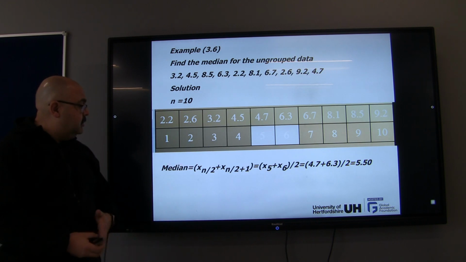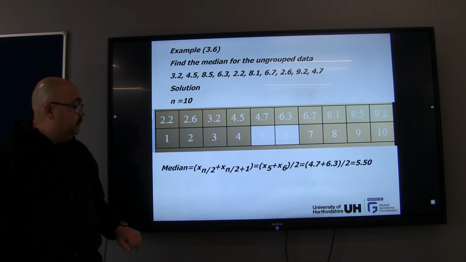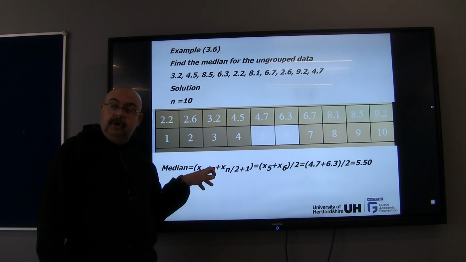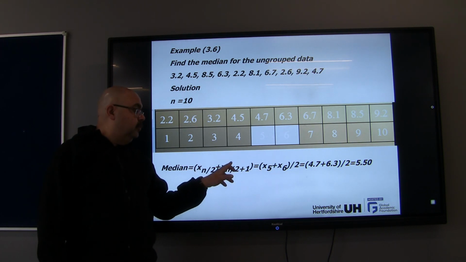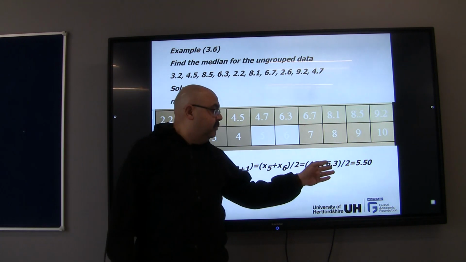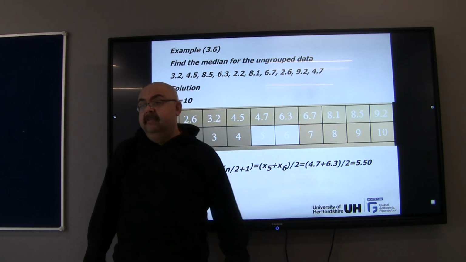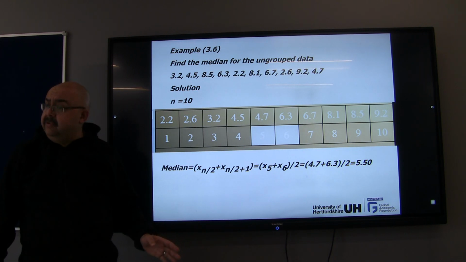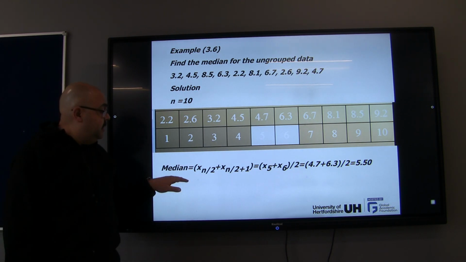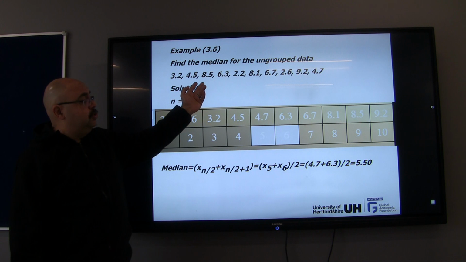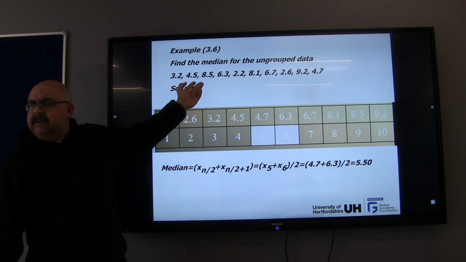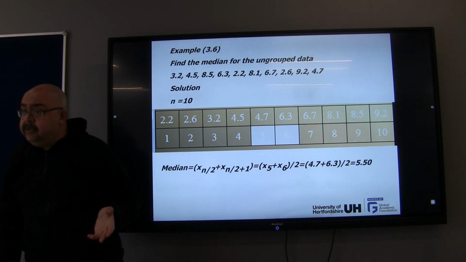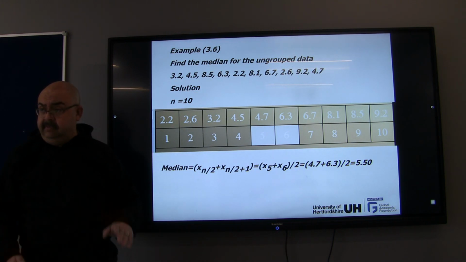Of course, in our example I will get the value at n over 2 plus the value at n over 2 plus 1, which is 4.7 plus 6.3, giving 5.5. Still very good accuracy for this problem. The mean was, I believe, 5.6, and the mid-range I think 5.4, so it's really a very good distribution.